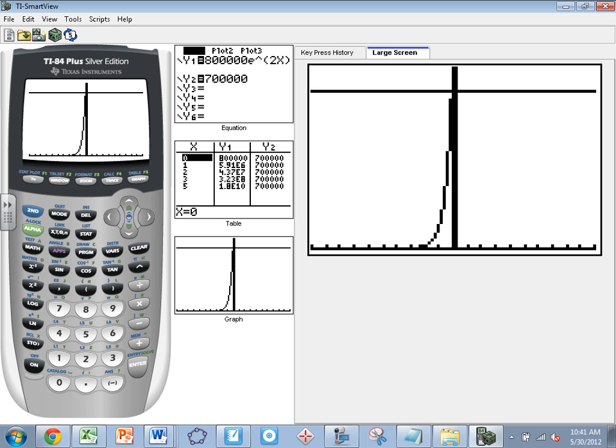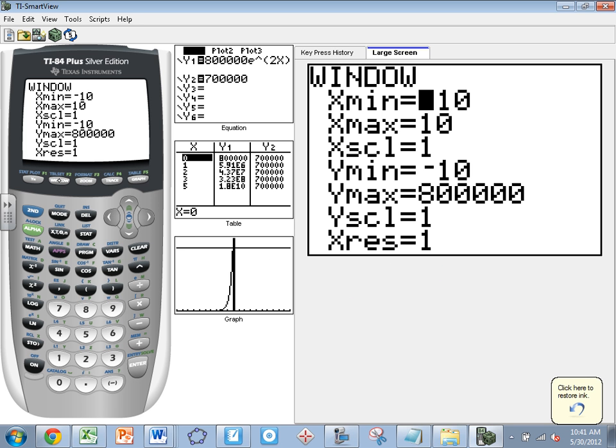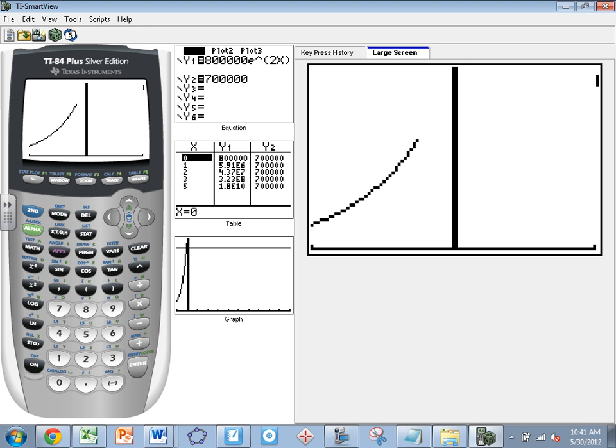On the x-axis, take a look, everybody. Isn't this -1, and this is +1 still, because my x is still going from -10 to 10? So maybe I should change this from -1 to 1. Let's go to our window one more time. Hit window and change the x min to -1 and the x max to +1. And let's see what happens now. Graph. There's my exponential growth.